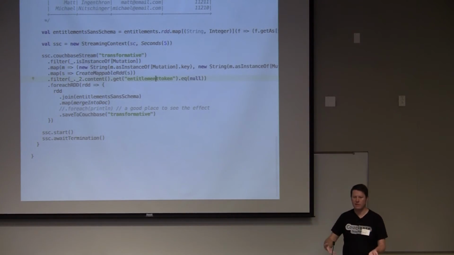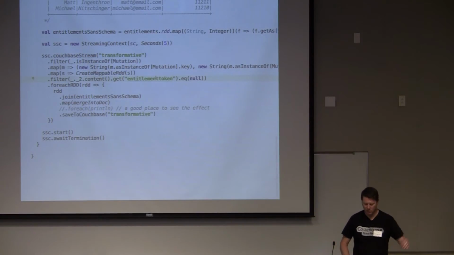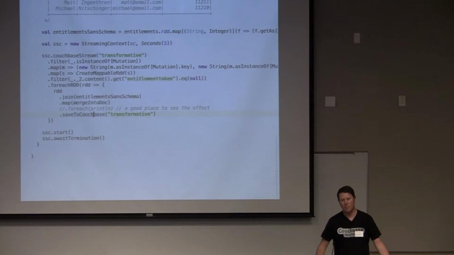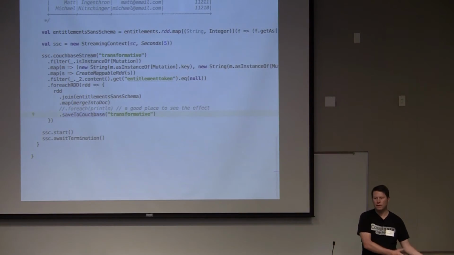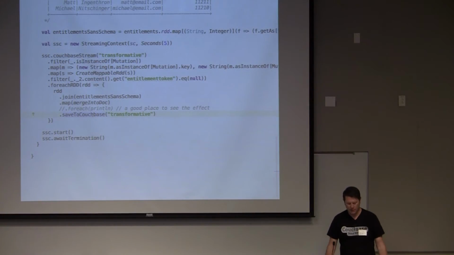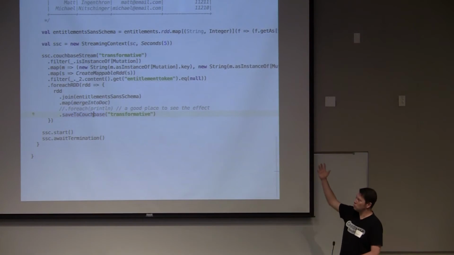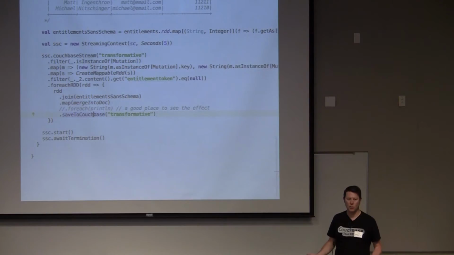So basically, if it doesn't have an entitlement token, then keep operating with it. If it does, just keep moving on. And then I save it back to Couchbase. So then I'm taking that resulting RDD and storing it back to Couchbase. The cool thing to me from that perspective is it's really clean logic that's describing what I'm doing.